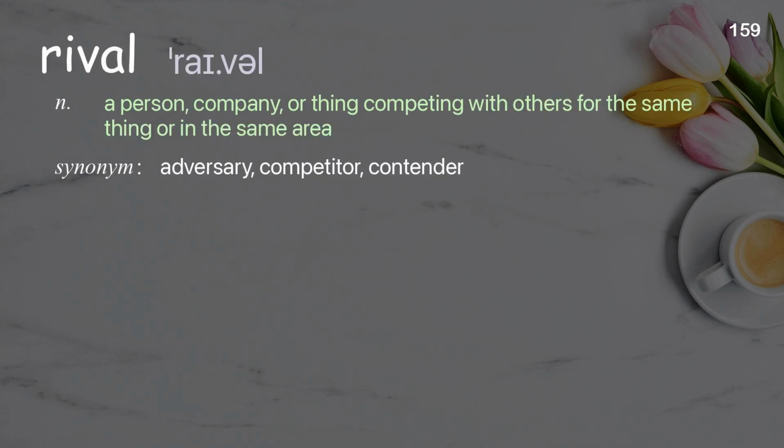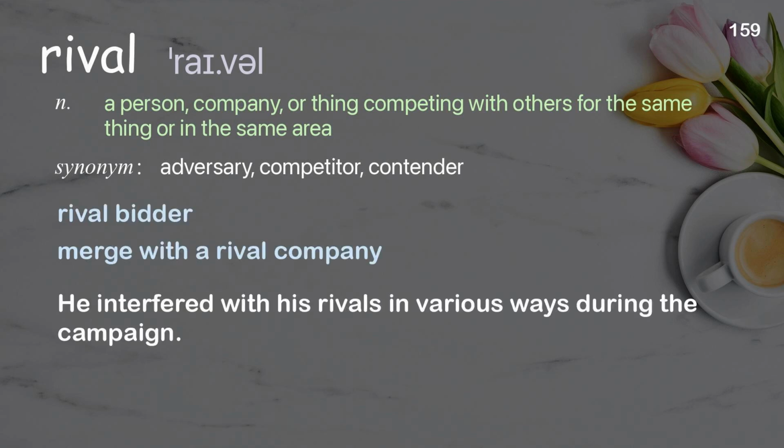Rival: A person, company, or thing competing with others for the same thing or in the same area. Examples: Rival bidder. Merge with a rival company. He interfered with his rivals in various ways during the campaign.